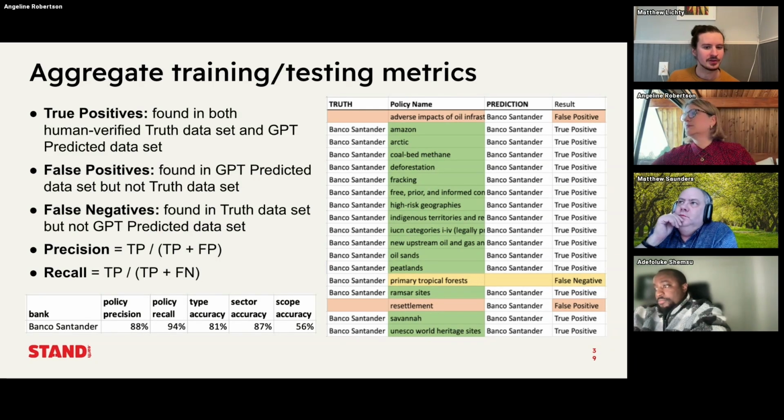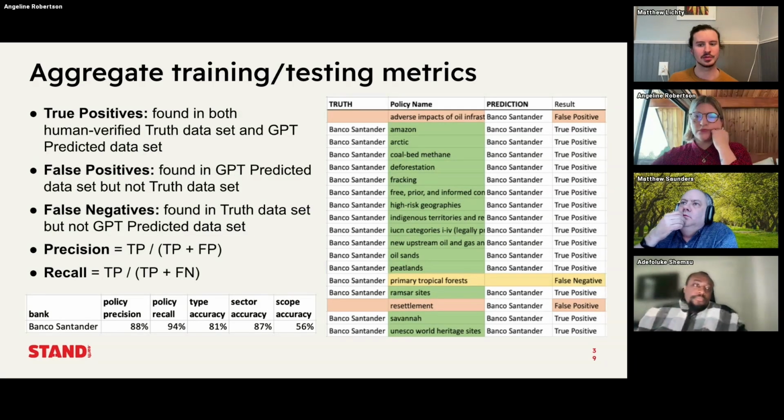The code exports all these metrics into a CSV file, as well as the join tables, like what we see on the screen here, to show us how the metrics were calculated for each bank, so we can investigate oddities happening in the process. It also calculates a more generic accuracy score for policy type, sector, and scope. And as you can see here, the scope accuracy was lower than the others at 56%, and many other banks had a lower scope accuracy as well. So we implemented a prompt engineering solution called chain prompting that lets us focus a GPT assistant on scope alone to improve its accuracy. Next.